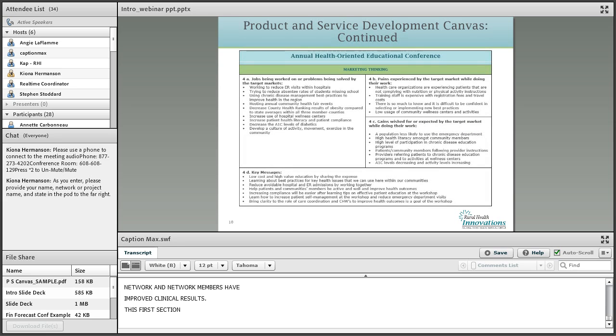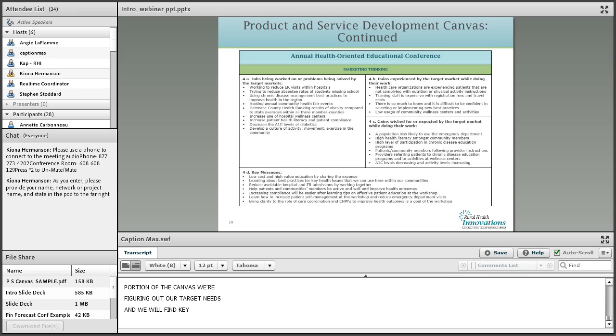That's the first section of thinking through our Canvas. Again, this is a sample. It's of an educational conference that the network is putting on as a service, and we're developing all the components of the planning thinking for this sample service. The next section is the marketing thinking, and within the marketing thinking portion of the Canvas, we're figuring out how our selected service fits our target market's needs and then also the capacity of our network.